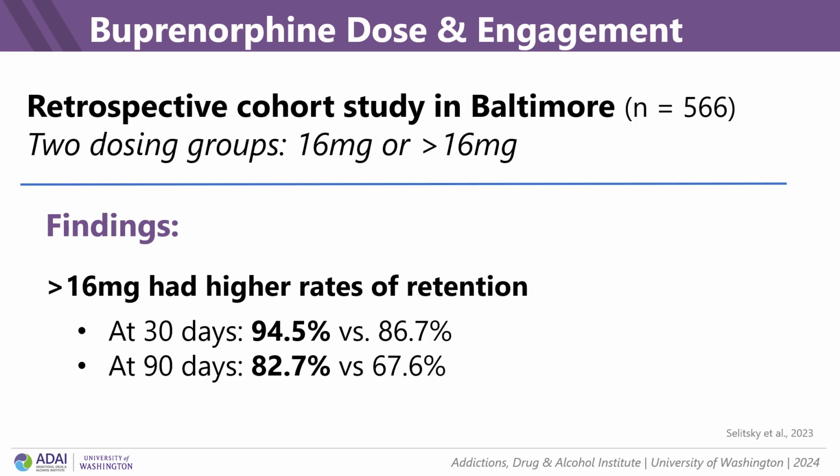And here we have a more recent retrospective cohort study published in 2023 out of Baltimore, Maryland. The researchers were looking at buprenorphine doses of 16 milligrams daily compared to buprenorphine doses of greater than 16 milligrams daily. They compared the two groups to see which had higher rates of retention. And as you can see in the findings, for the group that got greater than 16 milligrams daily, there were higher rates of retention both at 30 days and at 90 days.